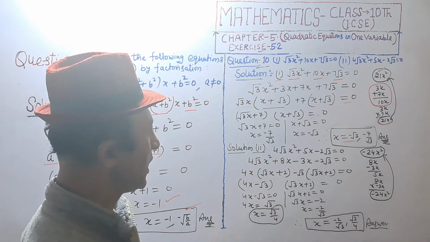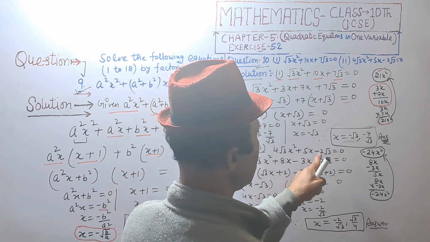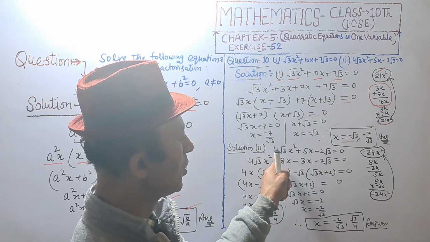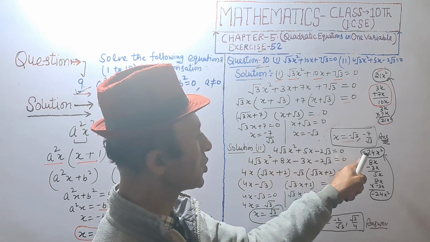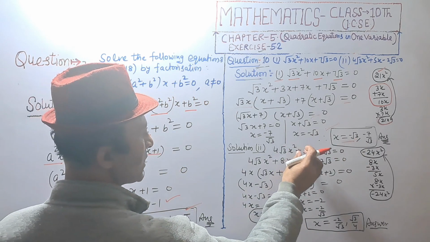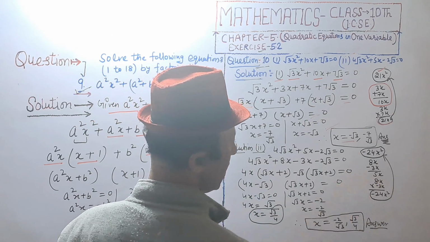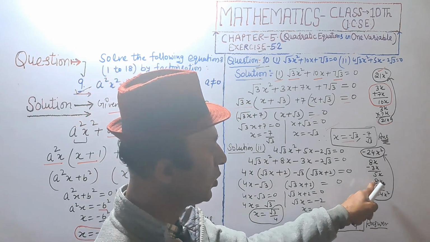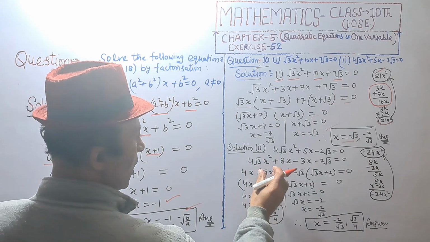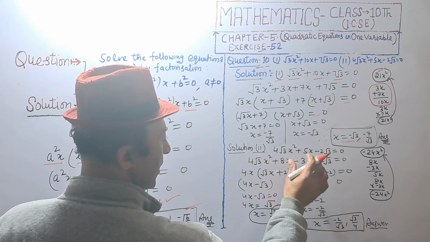Answer. And the second part is here: 4 root 3x square plus 5x minus 2 root 3 equal to 0, and the product of first and last we get minus 24x square, and we are splitting 5x, we are taking two numbers, 8x minus 3x, that is equal to 5x, and their product equal to 8 3s are 24x square, and 5x can be written as 8x minus 3x.